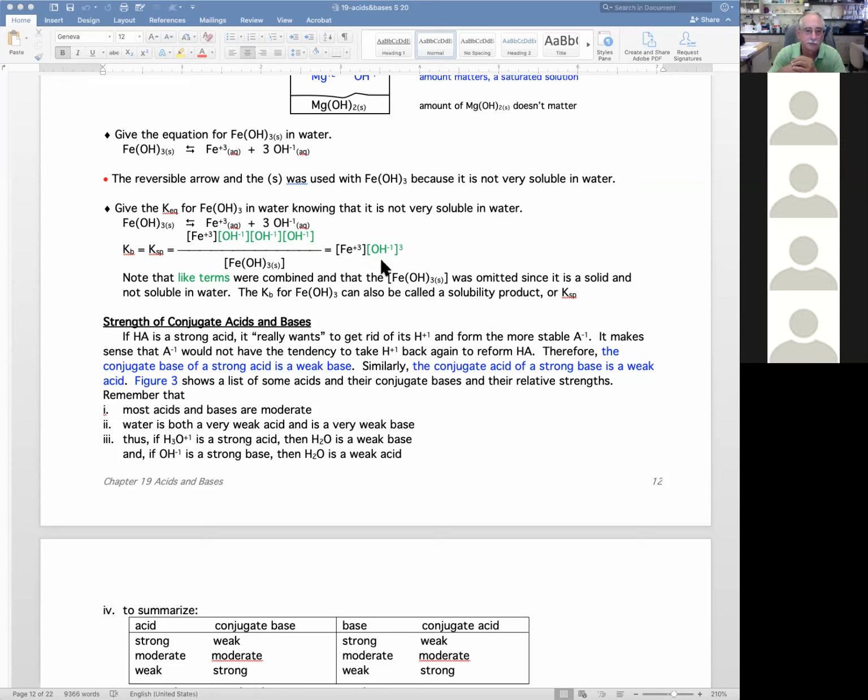This is kind of interesting because if I wanted to know how much iron 3 hydroxide will dissolve, in other words, if I wanted to know the concentration of a saturated solution, all I would have to do is go look online and find out the number for this. It's a constant, and I'll be able to figure that out directly.